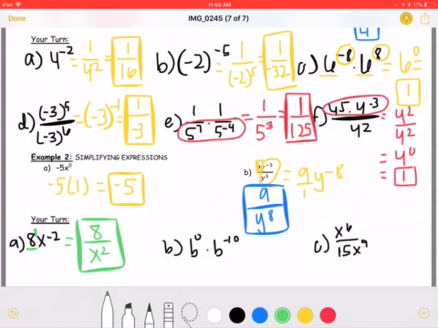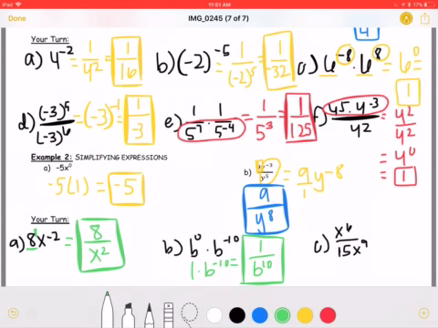B, I have b to the 0 power, which gives me 1. So I have b to the negative 10th. So let's rewrite that as 1 over b to the 10th. We want to make it positive. So find its reciprocal.